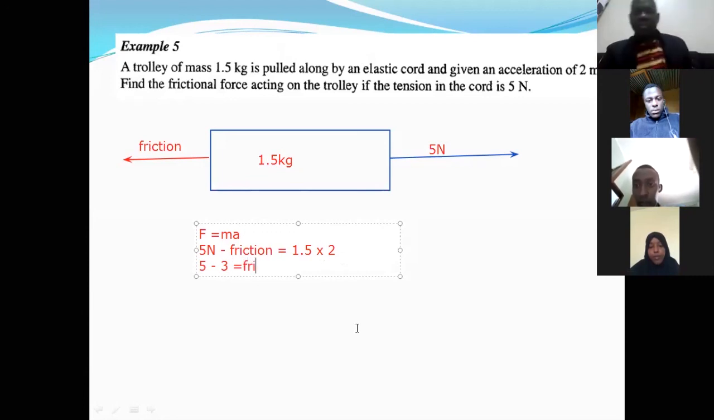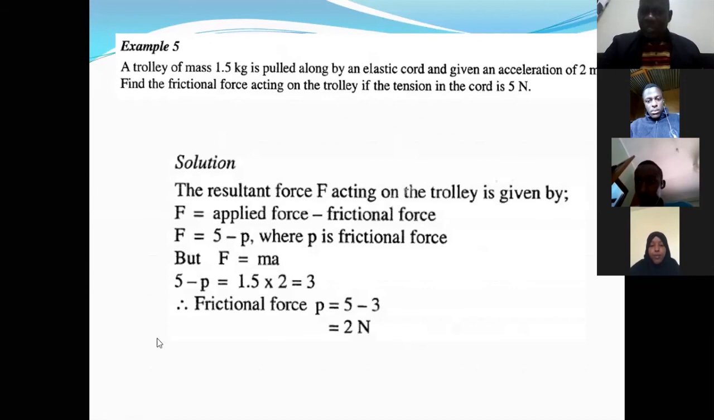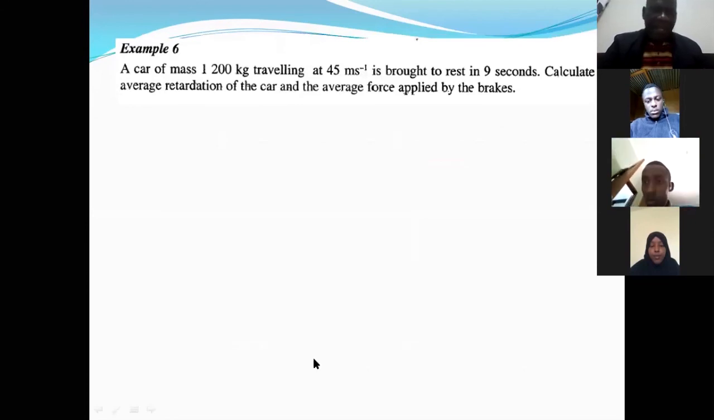Very good. So those of you who got 2 newtons are very right. Clap for you, that's nice. So 2 newtons. You see, when we call that resultant force, that's how we work it out. You show the subtraction part. Congratulations to those of you who got the answer right. This is to be our last example. Once you finish, you can send the answer.